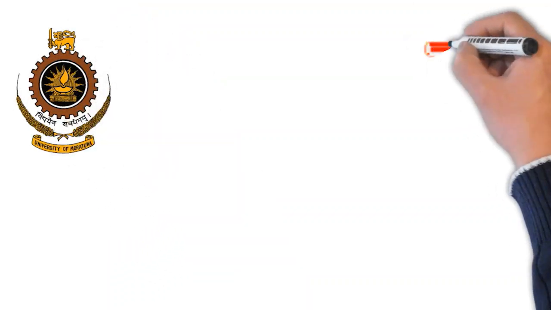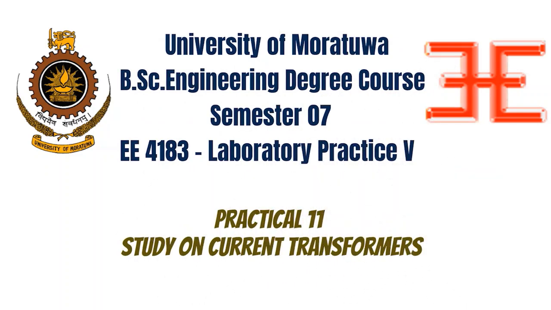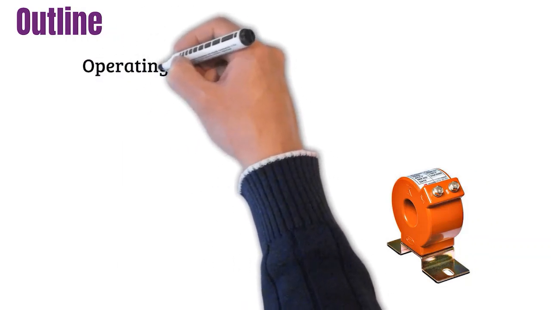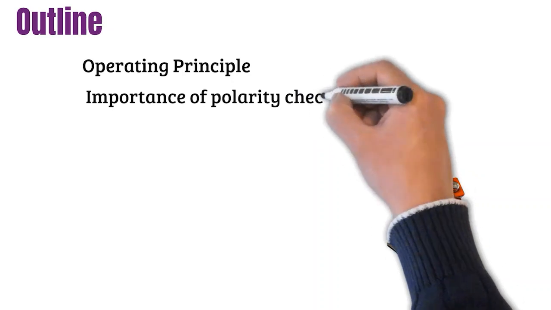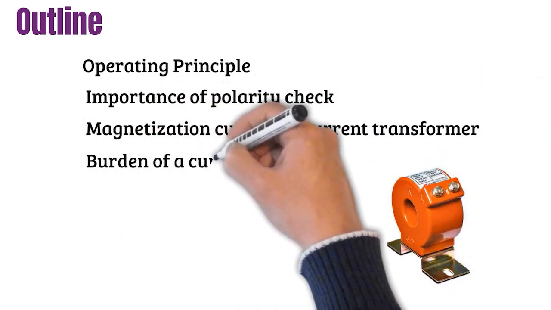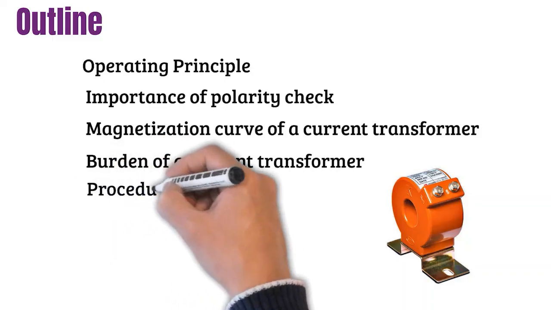Welcome to the 11th practical of the EE4183 Laboratory Practice 5 module, Study on Current Transformers. In this practical, we are going to learn about the operating principle of a current transformer, the importance of polarity check, the magnetization curve of current transformers, and the burden of a current transformer. And we are going to observe the procedure of the practical.